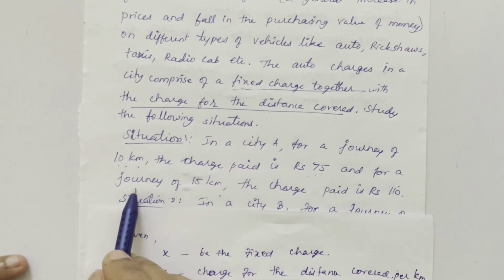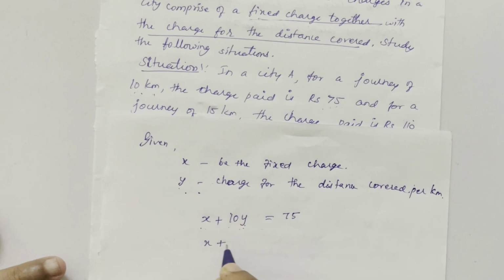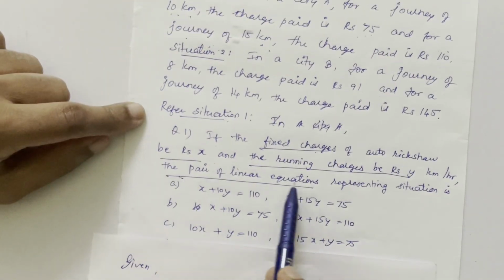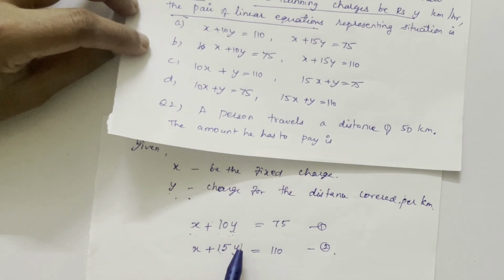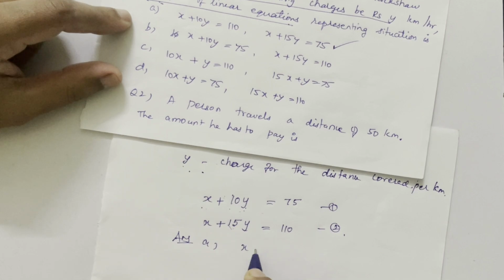And the next thing, for a journey of 15 km, the charge paid is rupees 110. So X, the fixed charge, plus 15 kilometers, so the charge is Y, the charge for 1 kilometer. So X plus 15Y equal to 110. This is equation 1 and this is equation 2. So our question is, we have to make a pair of linear equations. We have made. So this answer corresponds to answer A.